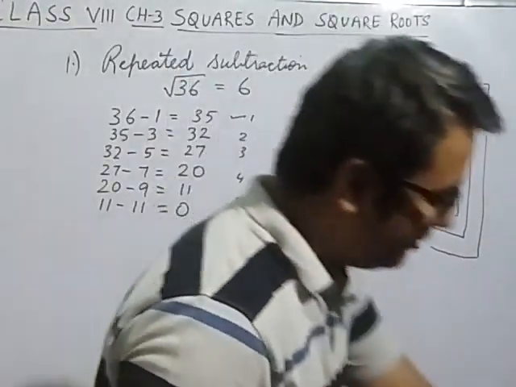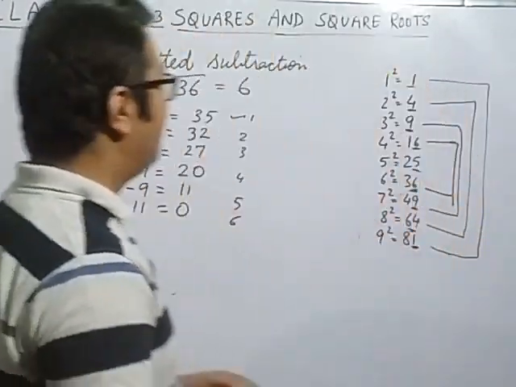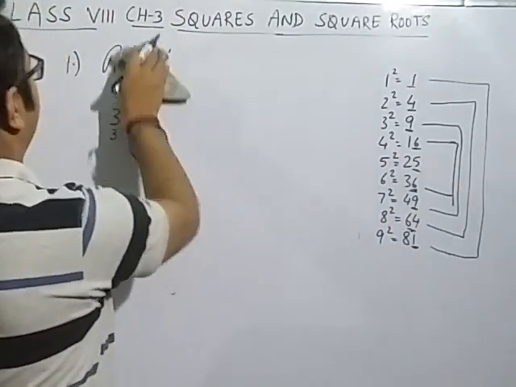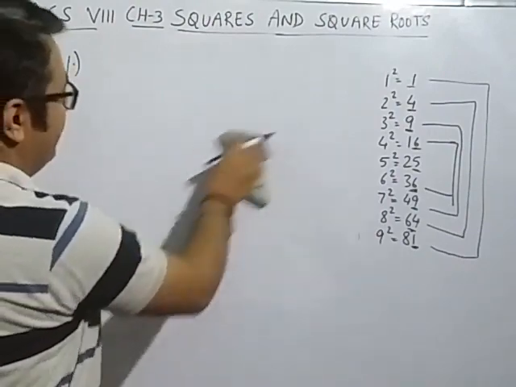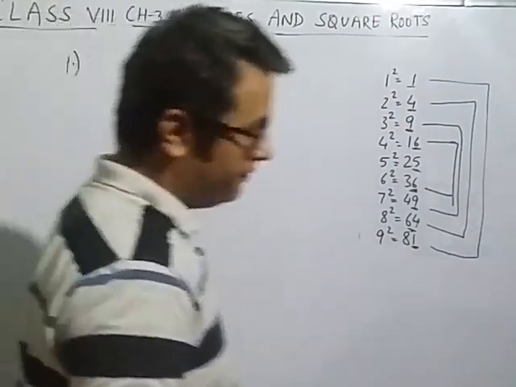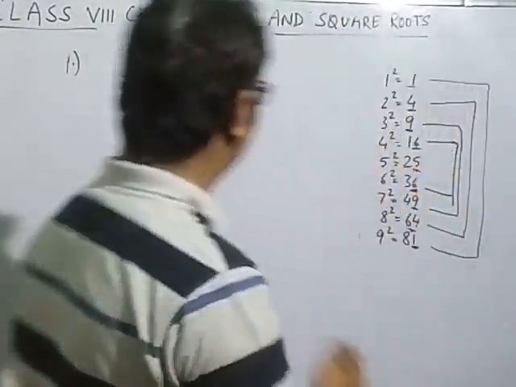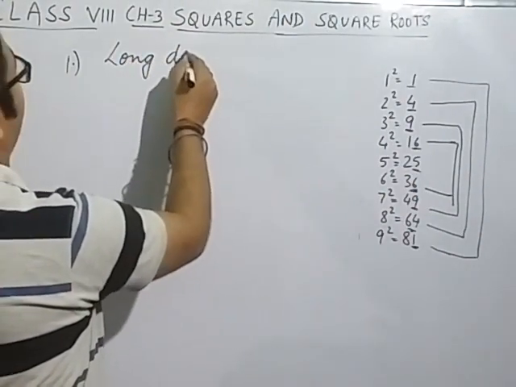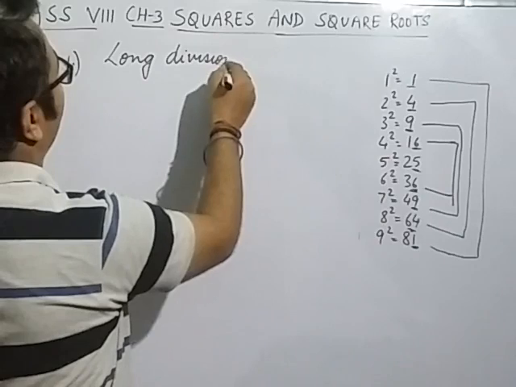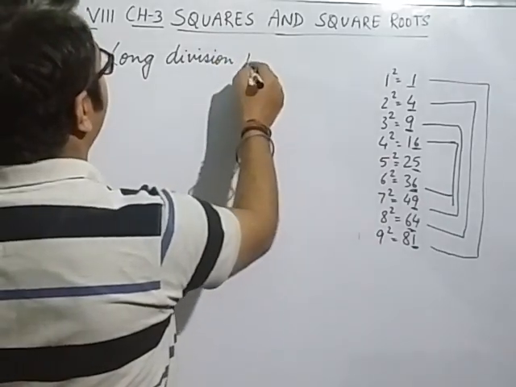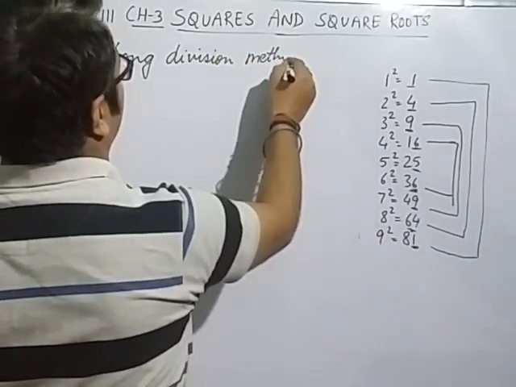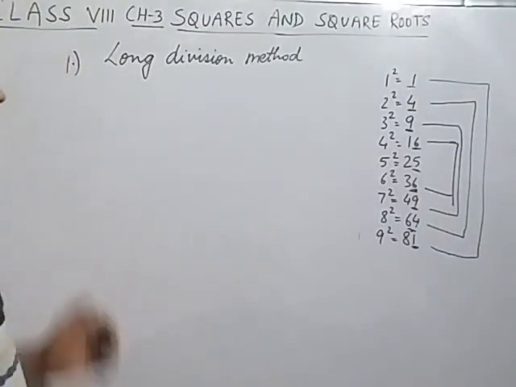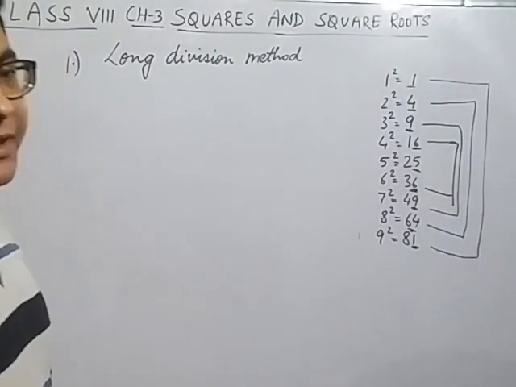Now let's see the third method and the most important method, that is the long division method. Last method is long division method. This method is very important and we need to understand it very carefully. There are some steps that you should know. Okay. Let us understand with an example.